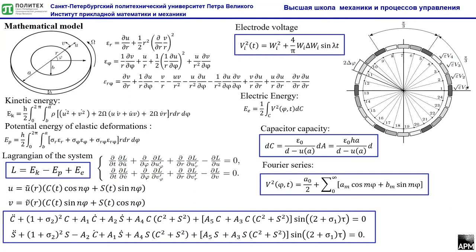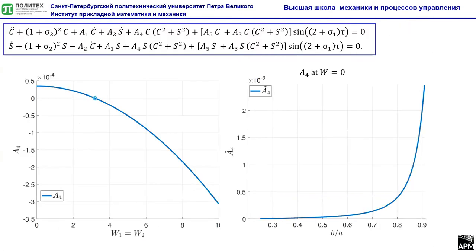We assume that the resonator displacement functions are the product of eigenfunctions of the stationary resonator, which we will determine later, by the required time function. We can get a system with respect to only the functions C and S. Let's see how the degree of its nonlinearity changes with a change in the parameters.